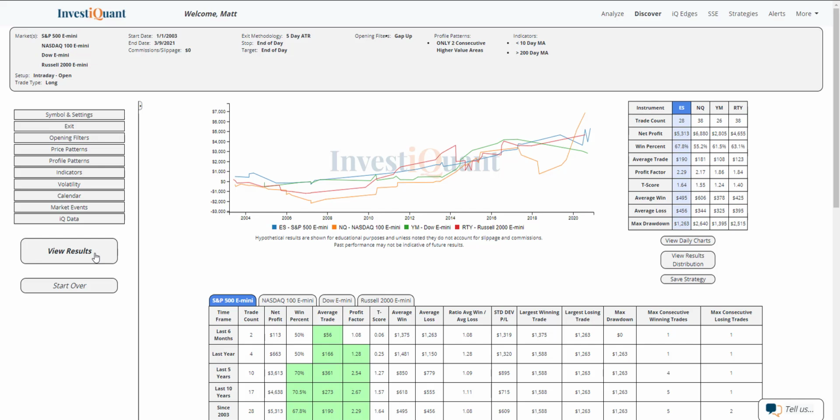If we look at average win and average loss, they're pretty similar in size for the S&P. The NASDAQ has a larger average win. The average win and average loss are pretty similar in size for the Dow and the Russell. There's a little bit of difference between the average win and average loss, but generally speaking, they're not too far apart in any of them, except for the NASDAQ, where the average win has been a bit larger than the average loss. So historically speaking, this pattern has been a little bit more favorable to the bullish side.